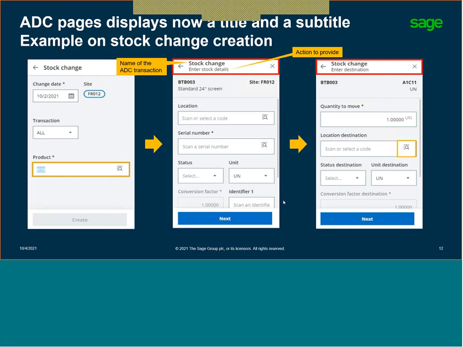So here, in fact, the improvement, such as in the stock change creation. Now the title on the page is the name of the ADC transaction, and the subtitle of the page is the action to provide. So in this example, if you use the stock change, when you select your product, you can see that the first line here contains the name of the ADC transaction, and it is very important. You can see the action to provide. So it's a way also to differentiate sometimes in specific transactions when you are in the source site or in the destination site if you are doing an interface transfer, for instance. So we have improved the headers.